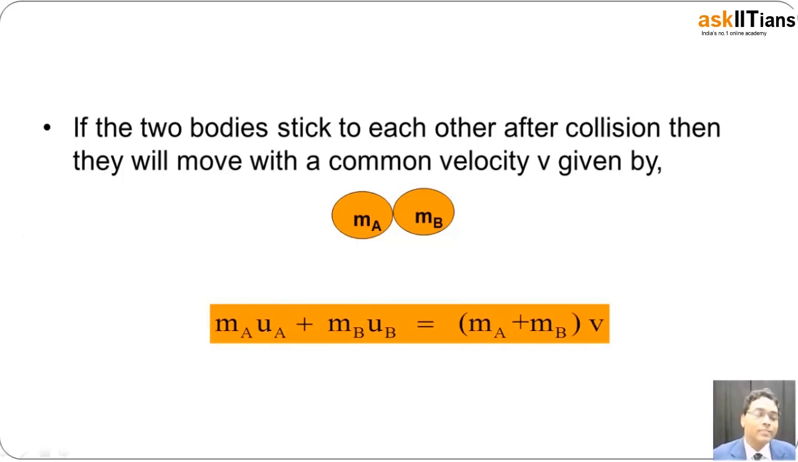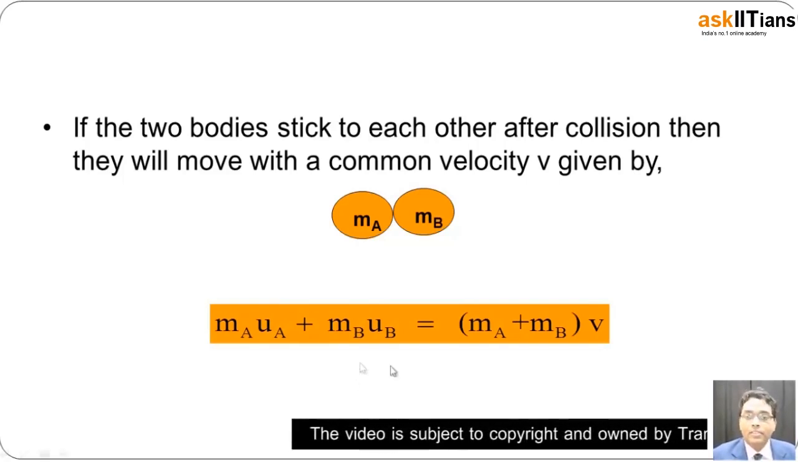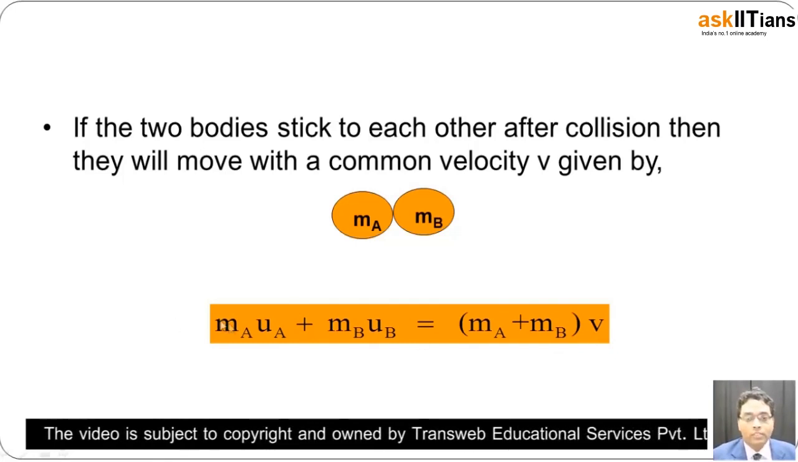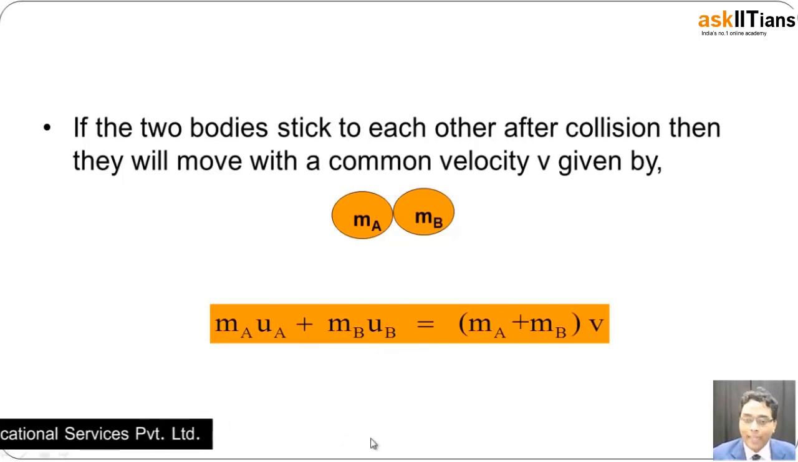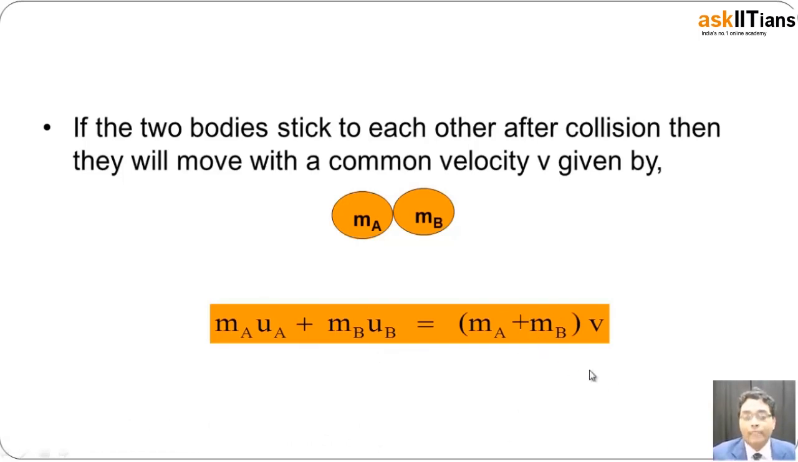So instead of the previous case where we had two different values of velocity finally, in this case there is just going to be one single value of velocity v. So m_A u_A plus m_B u_B, this is the initial momentum that is going to remain as is. This is going to be the final value of momentum that we'll get. So this is the case of an inelastic collision.